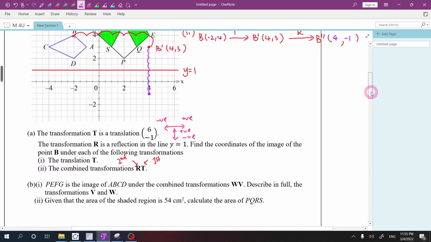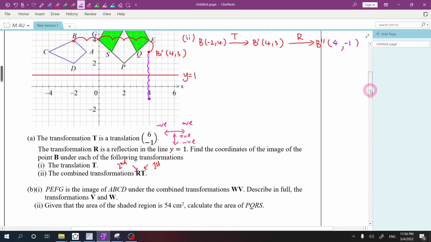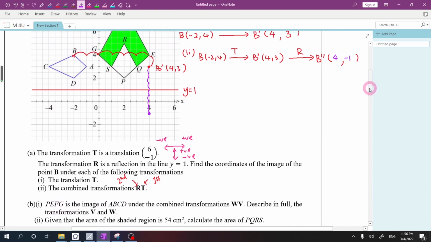Now let's go to part B. PEFG is the image of ABCD under a combined transformation WV. The biggest quadrilateral is actually the image of this ABCD under the combined transformation WV. Describe in full the transformations V and W. Okay, the combined transformation involved here is WV. It means that V is the first transformation and W is the second transformation.